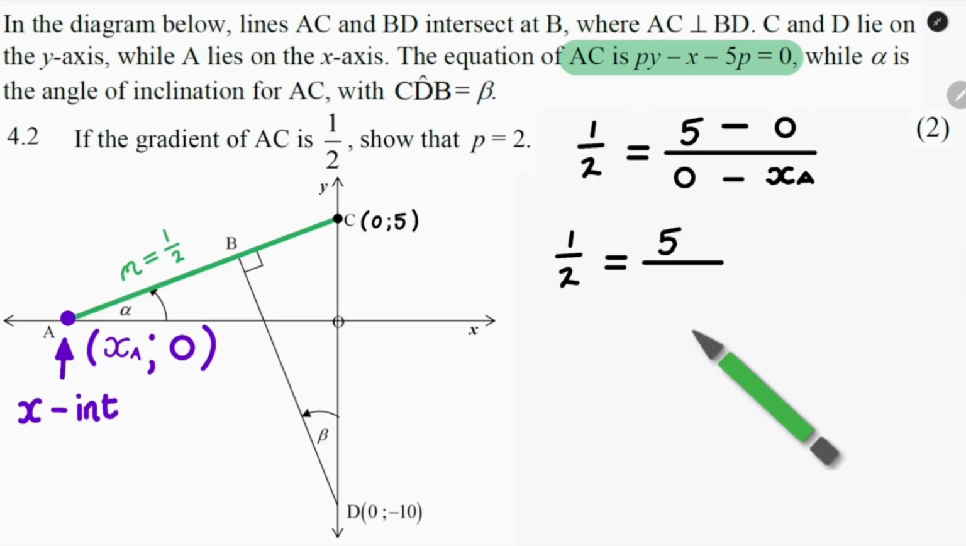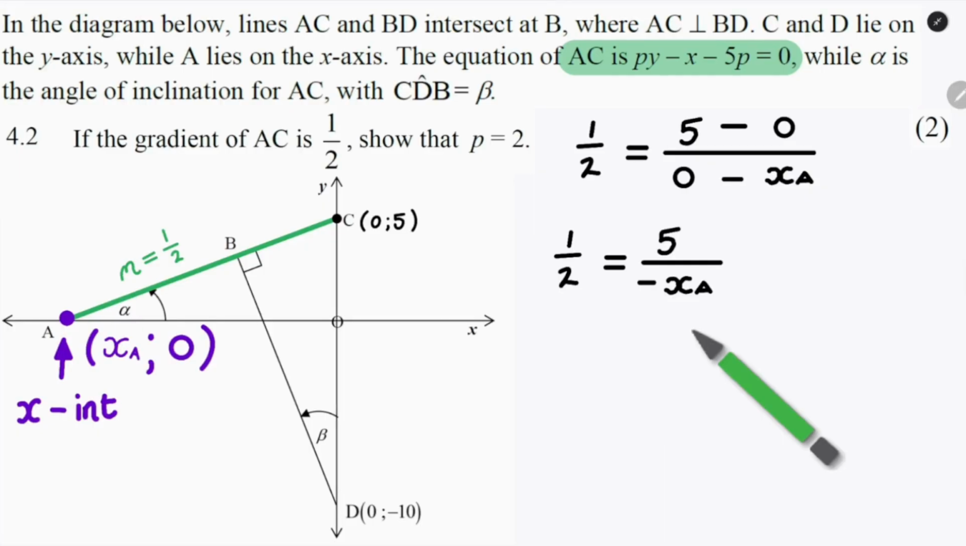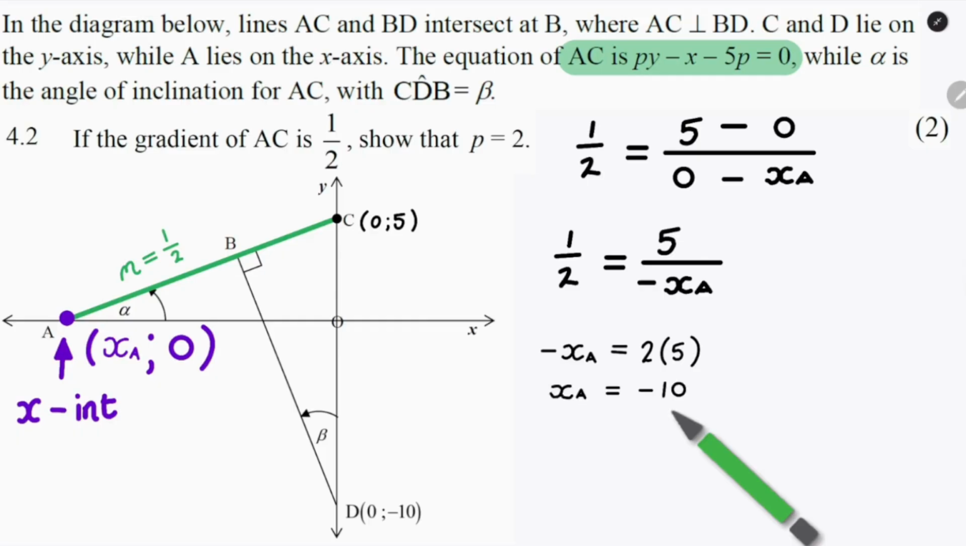And 0 minus xa is just minus xa. It's like 0 minus 7 is minus 7. And now I just need to cross multiply to get rid of the fraction. So minus xa times 1 is minus xa. And 2 times 5 will give me 10. And then this negative, I transfer it to the other side. I basically divide both sides by negative to get rid of it. And now we know that the coordinates of A is minus 10 and 0.